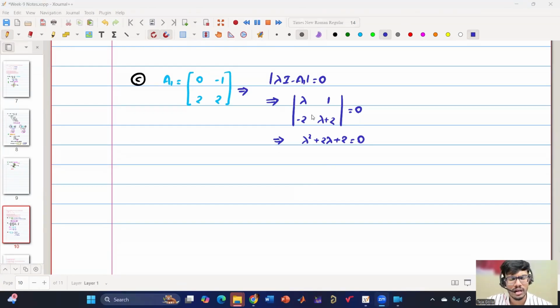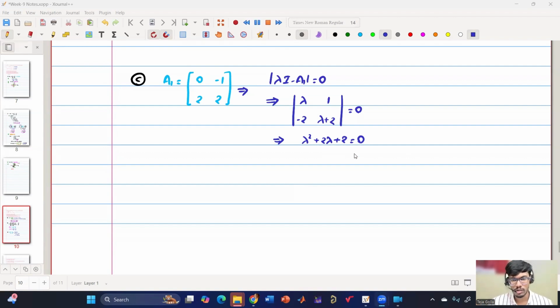1, 2, 3. By 1, 2, 3, there are only two, right? 1, 2, 2. No, but it's a second order system, right? It will have only two unknowns.